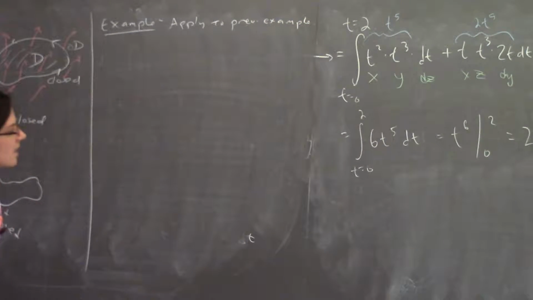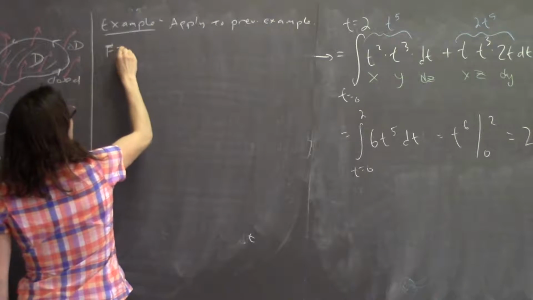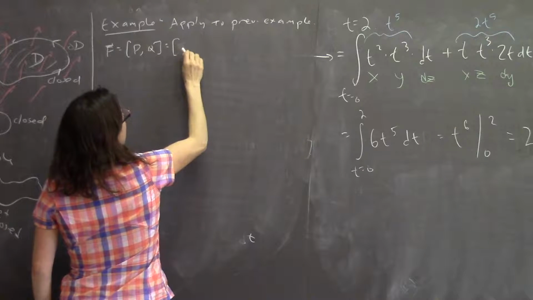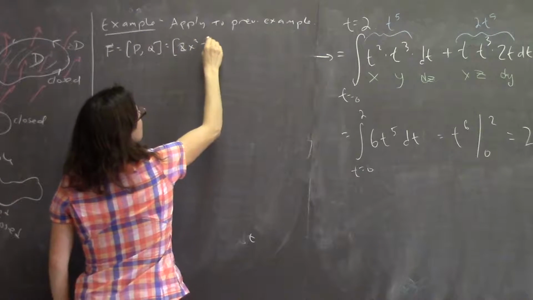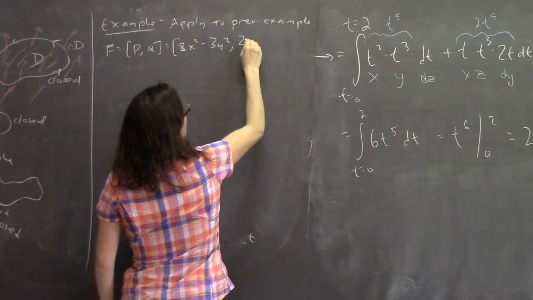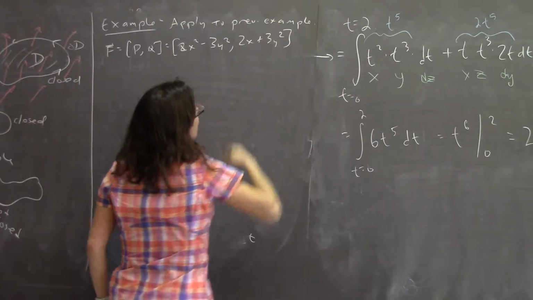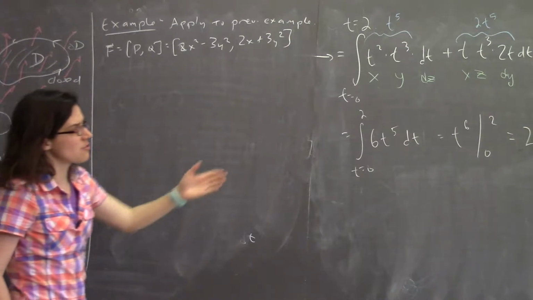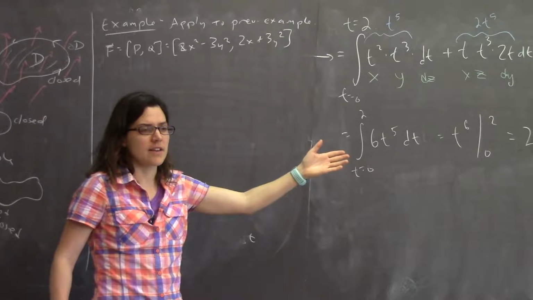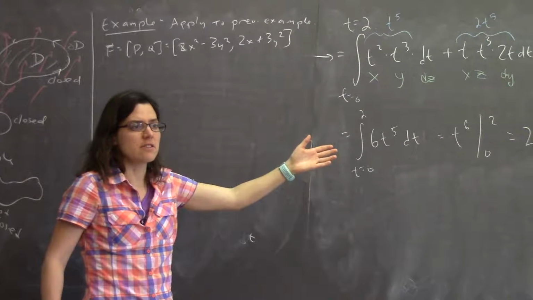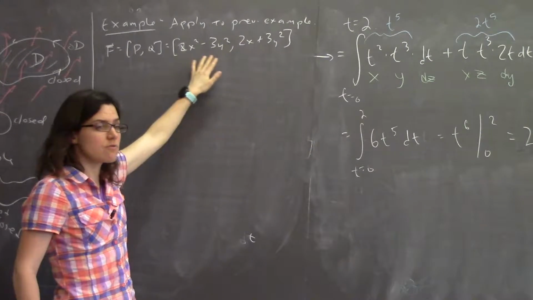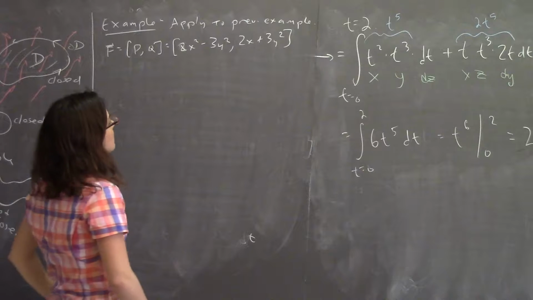So let's check. Our vector field was P, Q, which was 2x squared minus 3y squared, comma 2x plus 3y squared. And it has to have continuous partial derivatives throughout the region of the triangle. What do you think? Does it have continuous partial derivatives throughout the triangle? Yeah, it actually has continuous partial derivatives anywhere. Nothing goes wrong anywhere. It's a polynomial.